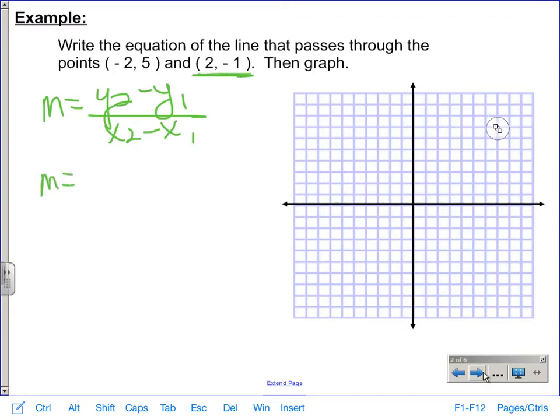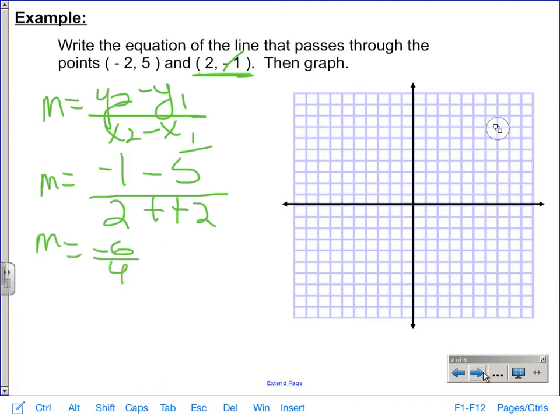M equals, I draw my line and I drop my subtraction signs down and just plug in my points. So -1 here, and then 5, and then 2 and -2. So I have a change going on in the denominator. So m will equal -6 over 4, which reduces to -3/2. So now the next thing I'm going to do, I have my x, y, m, and b.